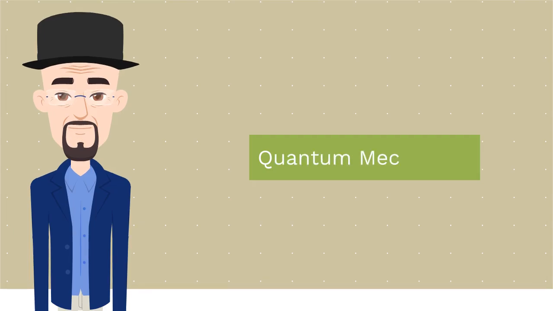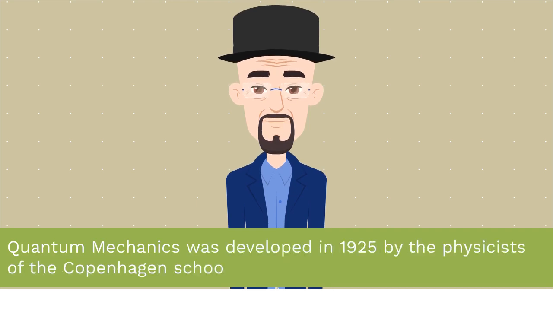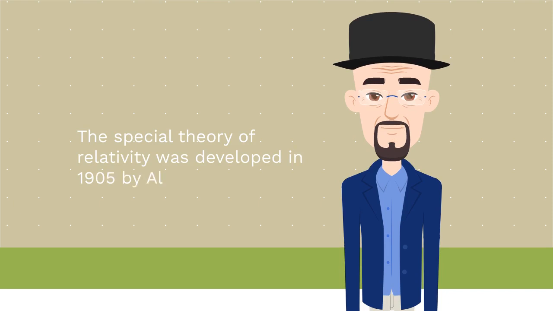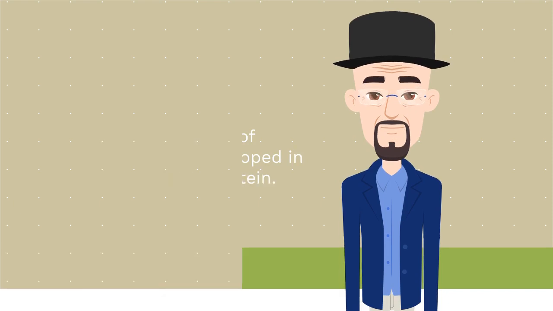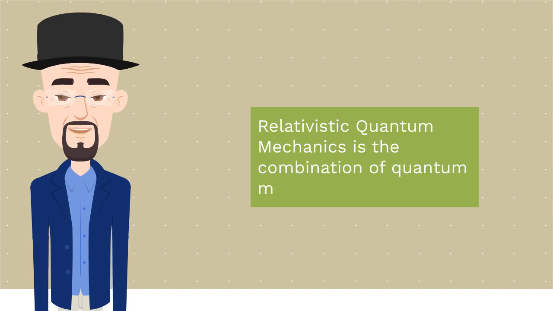Quantum mechanics. Quantum mechanics was developed in 1925 by the physicists of the Copenhagen School. The special theory of relativity was developed in 1905 by Albert Einstein. Relativistic quantum mechanics is the combination of quantum mechanics and relativity.